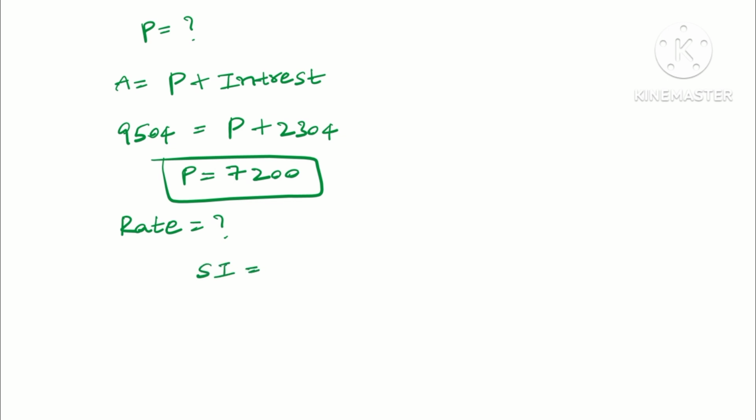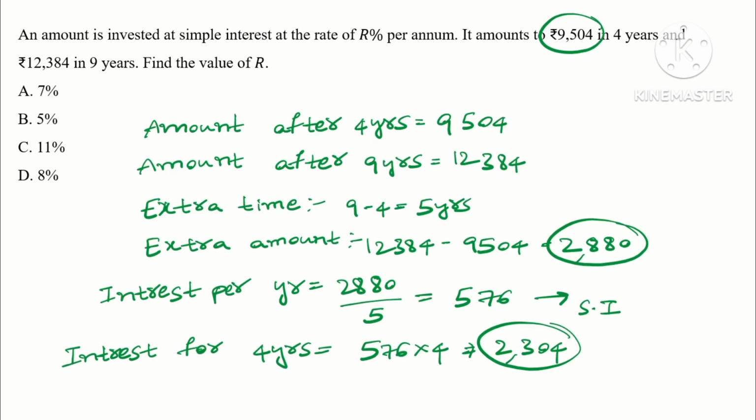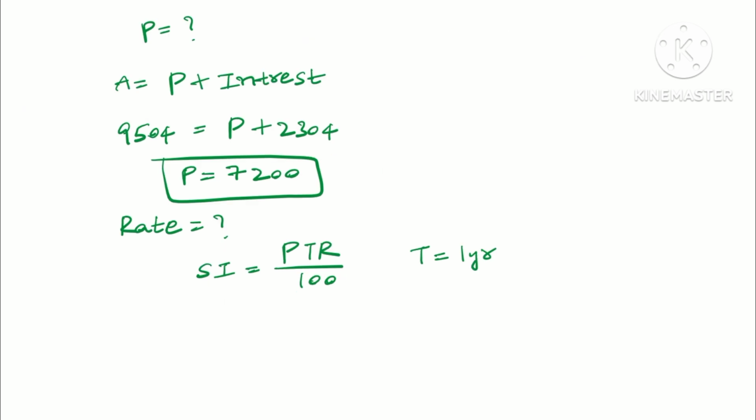Let's calculate rate. Simple interest equals to PTR by 100. Here T is 1 year. We got simple interest 576 equals to principal amount is 7,200 into 1 into R by 100. So if we solve this, we get R equals to 8%.